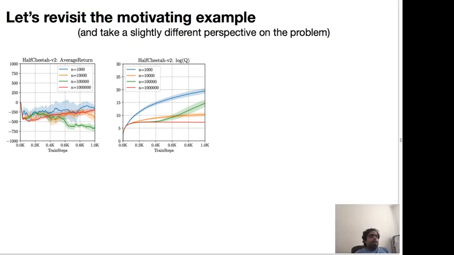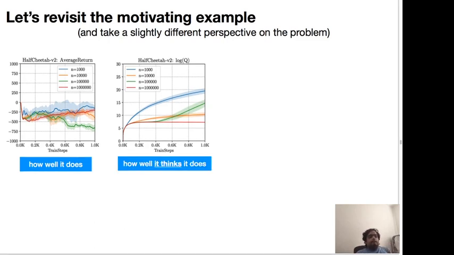The motivating example was this plot of an actor-critic method on the half-cheetah environment when trained with only expert data. And here we saw that the algorithm performs very poorly. It gets a negative return, although the expert has a positive 10,000 return. And it overestimates the Q values, which is the estimate of how well the algorithm thinks it is doing.